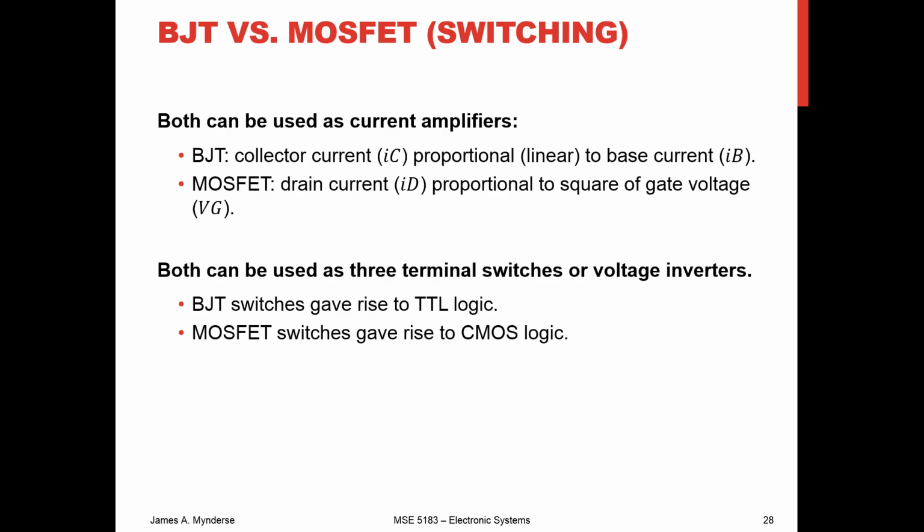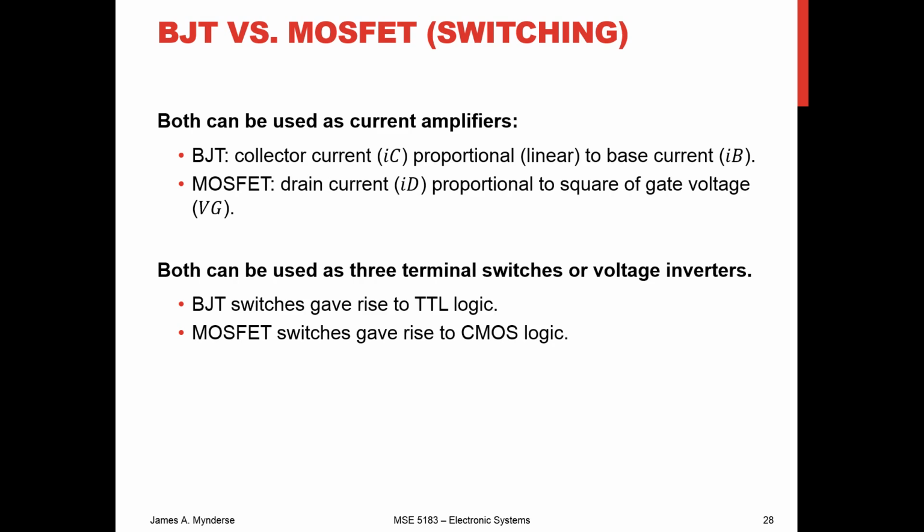So again, BJTs are current-controlled current. MOSFETs are voltage-controlled current. So in the amplification, it's current-controlled or voltage-controlled. And either one of them can act as a switch. And because either one of them can act as a switch, and I just showed you a CMOS inverter, then you can see that either one of them could give rise to logic.